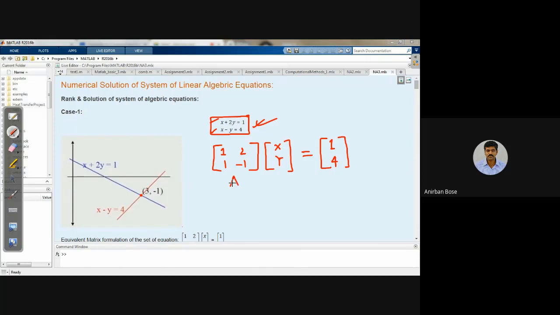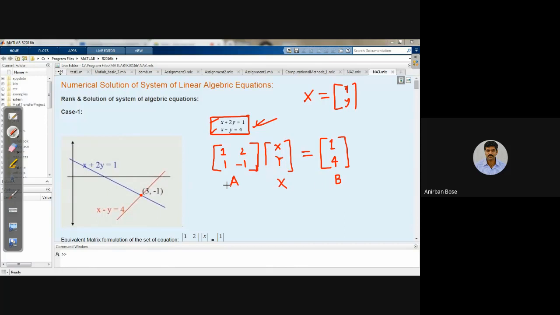This coefficient matrix, we call it matrix A, and this column matrix containing the variables, we call it the generalized matrix X. This X matrix contains the variables x and y in this case. And here you can see this is the non-homogeneous part of the equation, which is on the right hand side. So this B matrix is again a column matrix, 1 and 4. So this is the formulation.